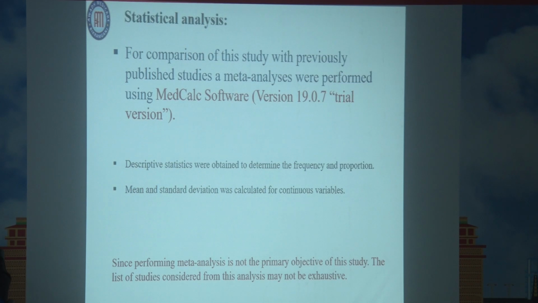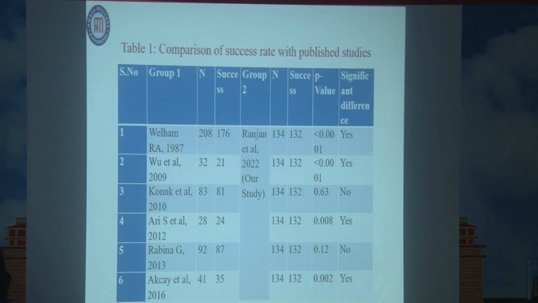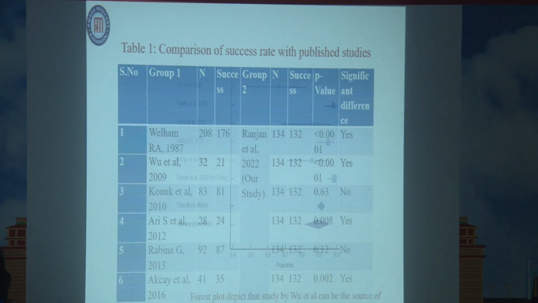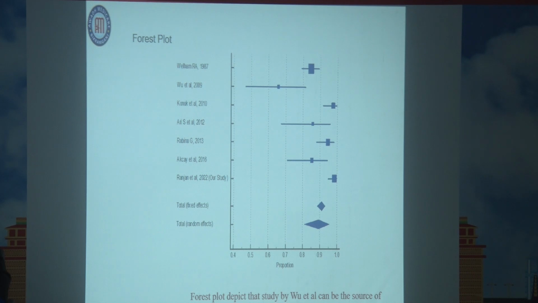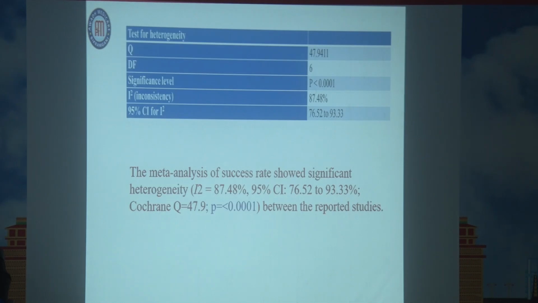So our anatomical success rate in repeat DCR is 99.2%, and the functional success rate is 97.7%. And for further comparison of this study with previously published studies, a meta-analysis was performed using MedCalc software, and this is the comparison of the success rate of published studies with my study. This forest plot depicts the study of Wu et al. The meta-analysis of success rate shows significant heterogeneity, and the p-value for my study is less than 0.0001, that is very much significant.